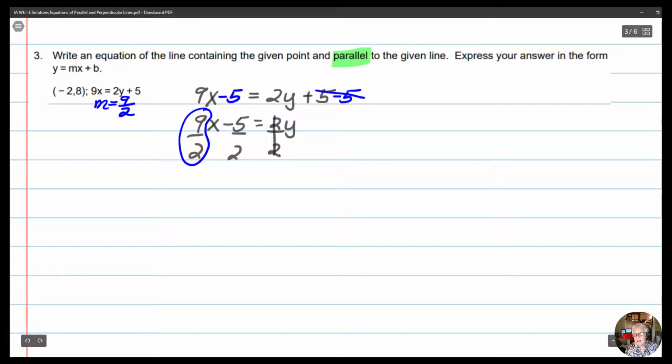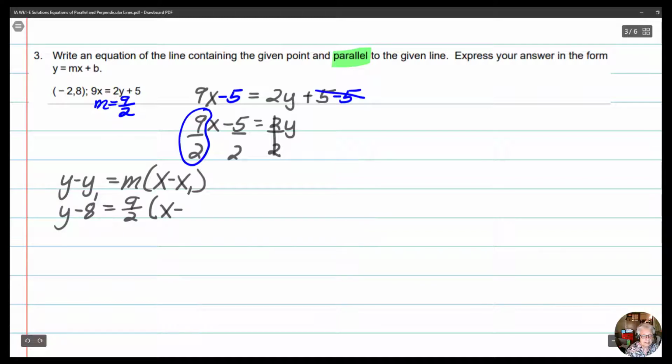All right, now we find the equation of our line. Y minus y1 equals m times x minus x1. So y minus 8 equals 9 over 2 times x minus negative 2.